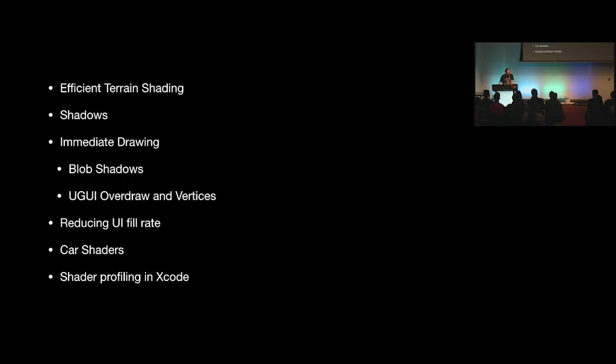Here's the obligatory contents, which I'll just read directly. Efficient terrain shading, how we shaded the game's levels, how we did shadows, and something called immediate drawing, which is a technique we use for two things called blob shadows and reducing some GUI overdraw and vertices. And another quick section on reducing UI fill rate, a bit on car shaders and profiling in Xcode. There's one more section where it's a bunch of experiments I did. If we have time, we'll go into that, but if people have questions, I might just skip over it.